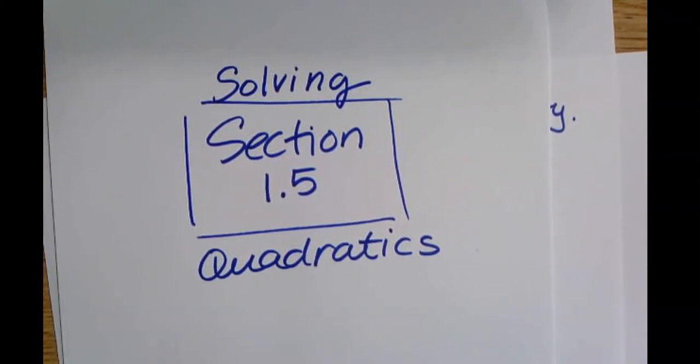You are asked to solve by factoring. You are asked to solve by the quadratic formula. And you are asked to solve by the square root property. Those are the three things. Not in that order. It's actually factoring first, square root second, and quadratic formula third.